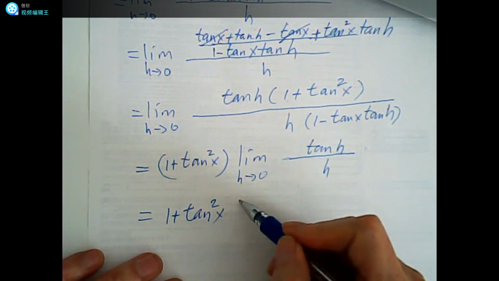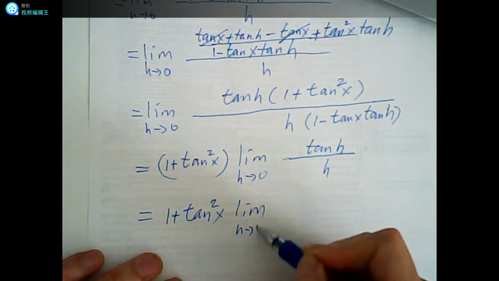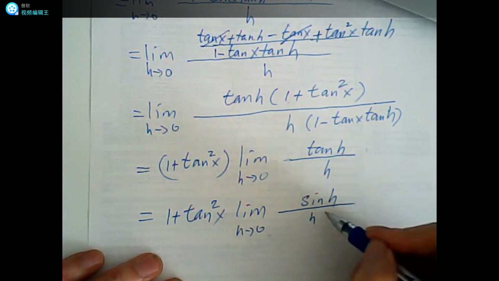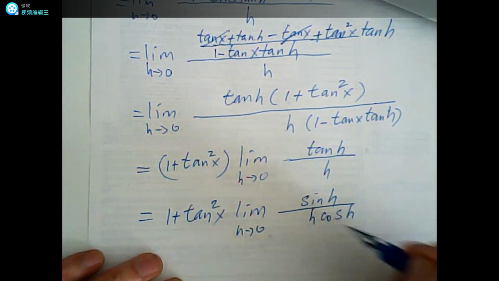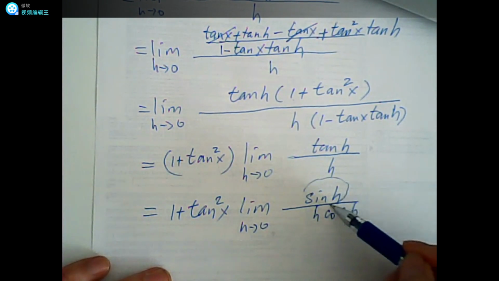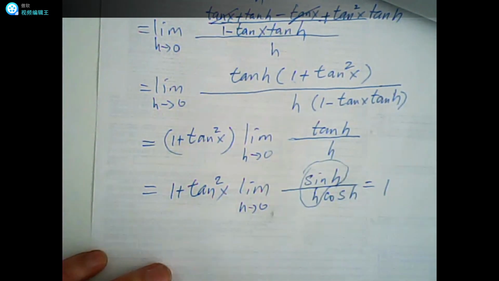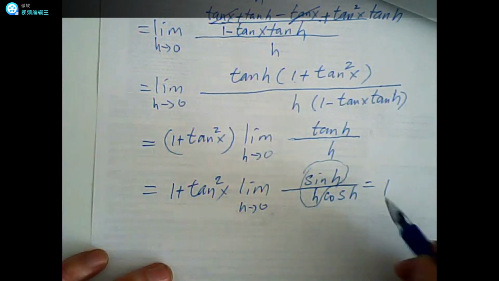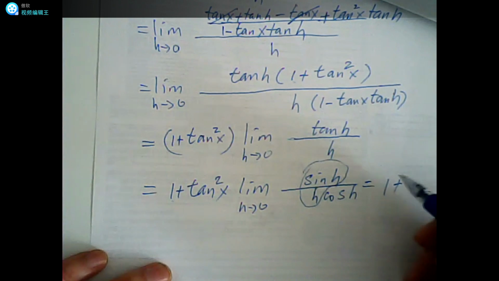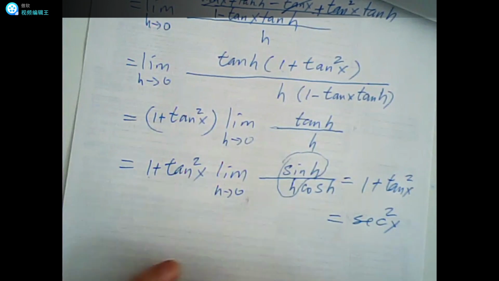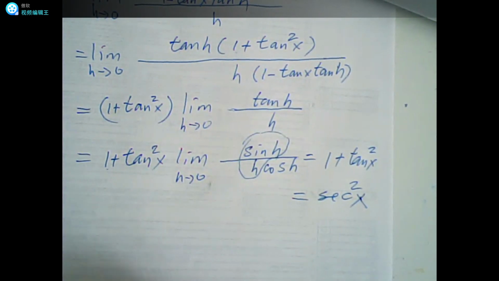Now this is 1 plus tangent square x. Now we change this one into sine over cosine, right? This is sine h over h times cosine h. And we know that this one, as h goes to 0, is 1. Therefore this one is equal to 1, and cosine 0 is 1. So 1 times this, that's tangent square x, which is equal to secant square x. So the derivative of tangent is secant square.